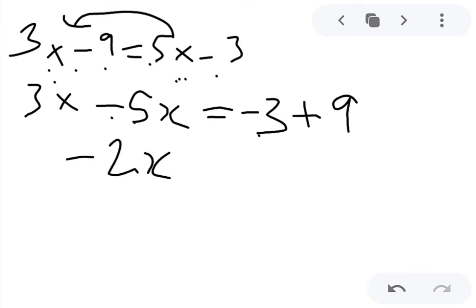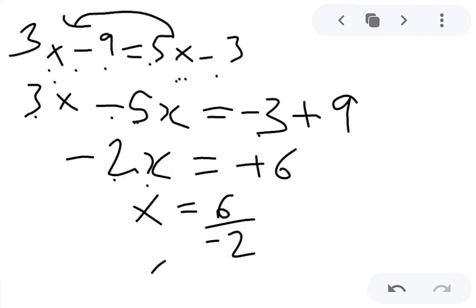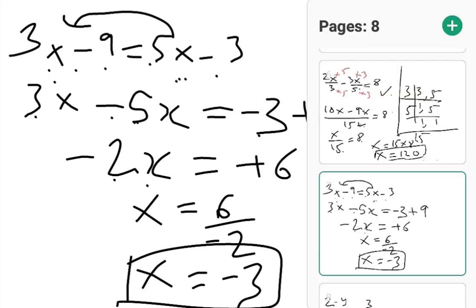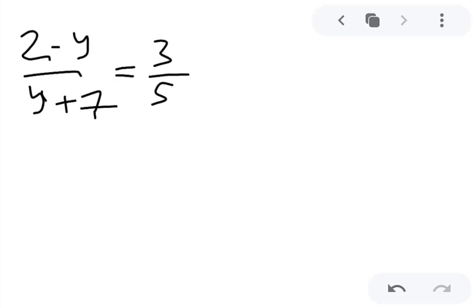Now 3x minus 5x is minus 2x. Keep x as it is. 3 minus 5 is minus 2. Here minus 3 plus 9 is plus 6. So x becomes 6 upon minus 2. So x becomes minus 3. This also you can do as a part of verification.